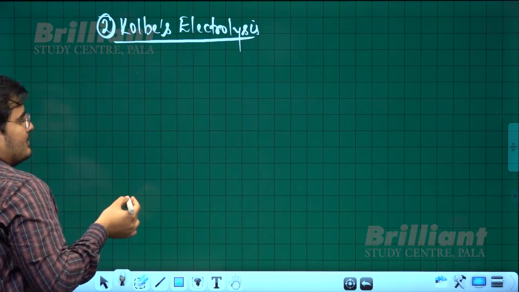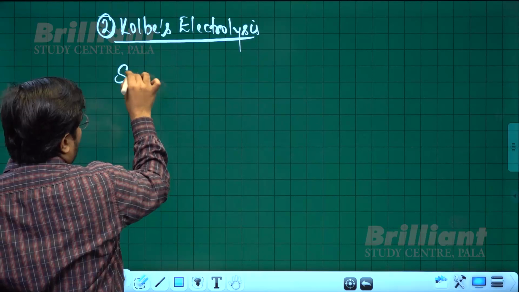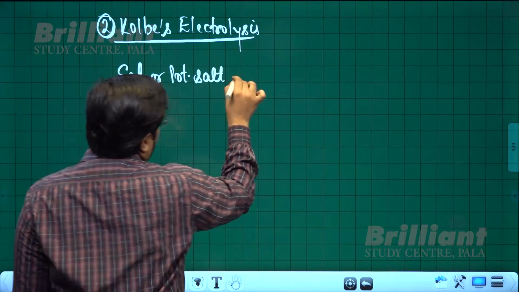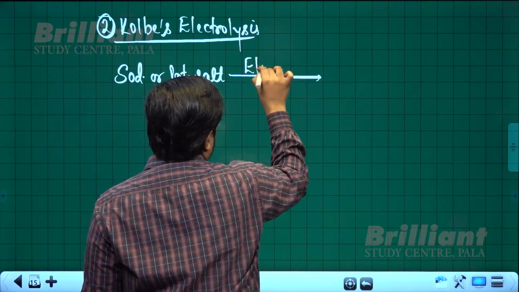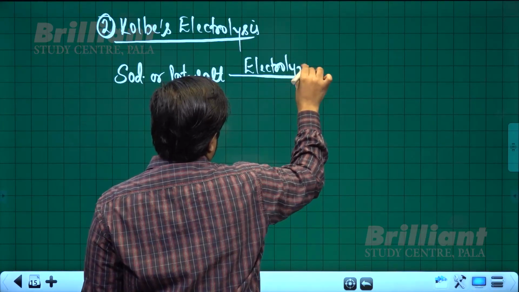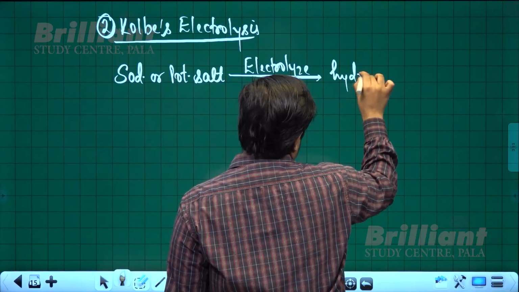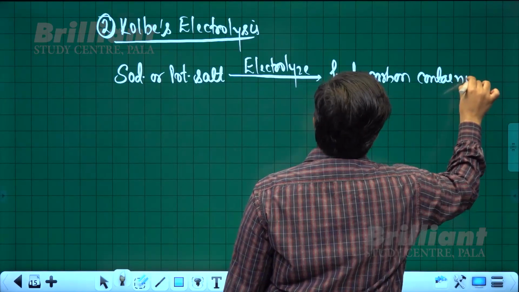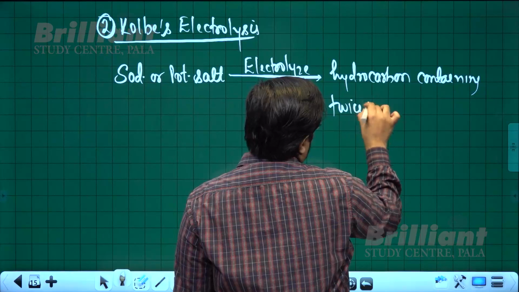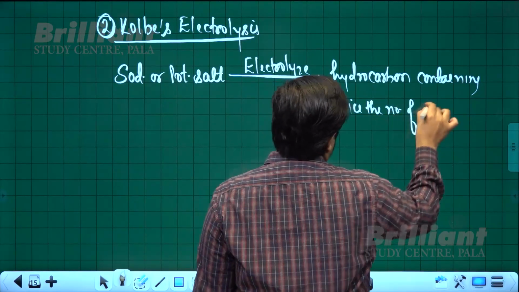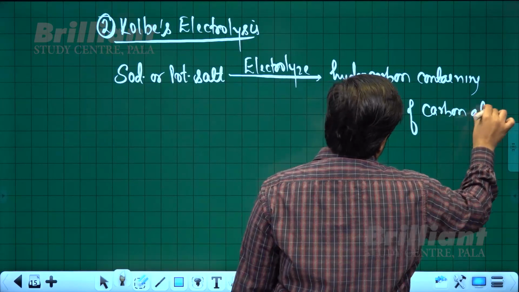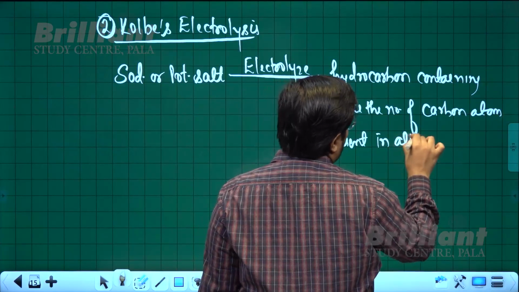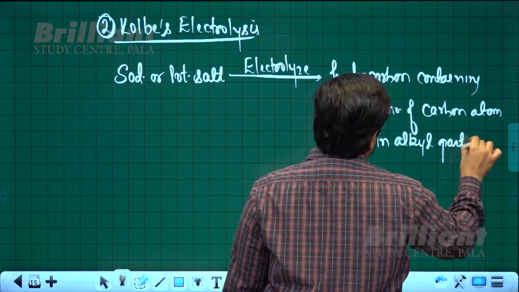In this case, what happens is, when you have a sodium or potassium salt of carboxylic acid, and when you electrolyze it, then we get a hydrocarbon containing twice the number of carbon atoms present in the alkyl part of the salt.